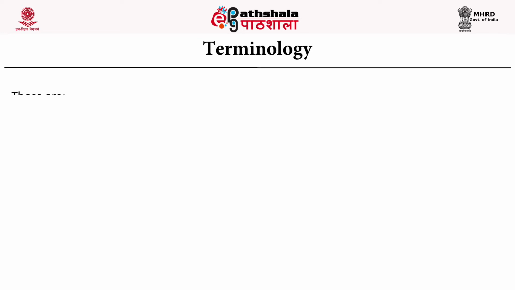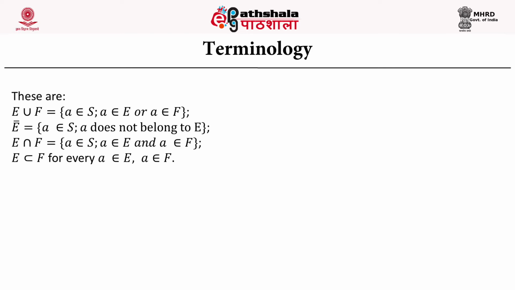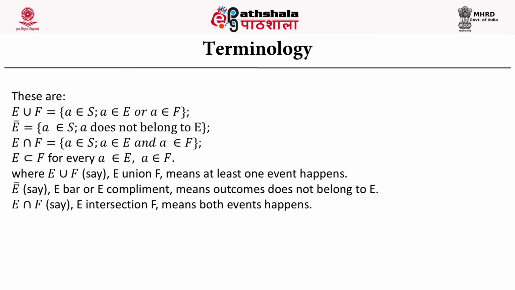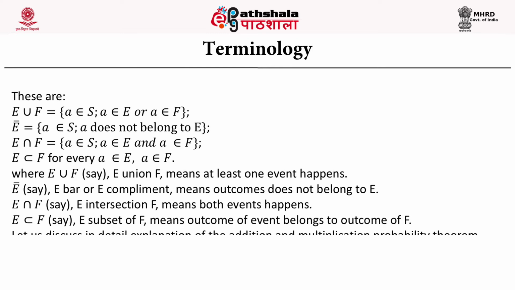U represents the union symbol, where E union F is equal to A. The definition is A belongs to S, where A belongs to either E or A belongs to F. E intersection F is equal to A belongs to S, where S represents the sample space, A belongs to E and A belongs to F.